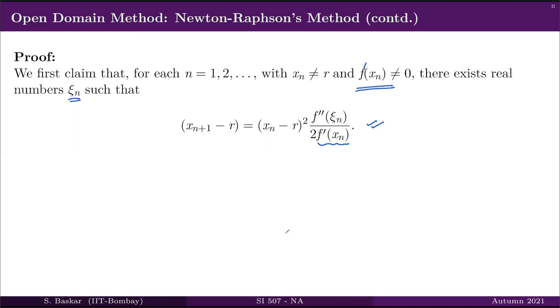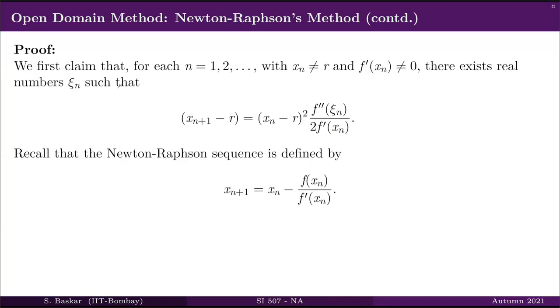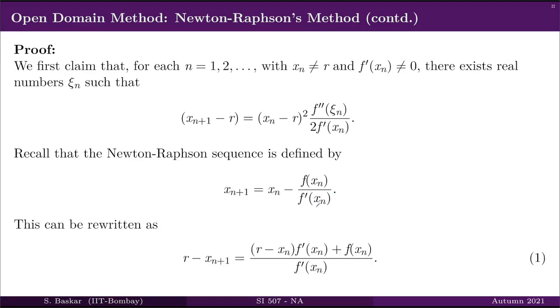Let us see how to prove this statement. Recall that the formula for generating the iterative sequence of the Newton-Raphson method is given by this, and in this we will take r minus x_{n+1}, and that will be given by r minus x_n minus f(x_n) divided by f'(x_n). And this can be rewritten like this.